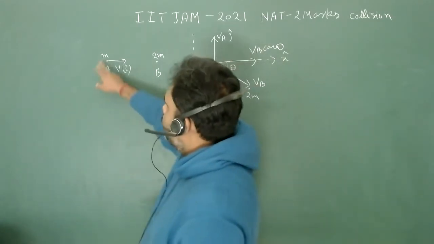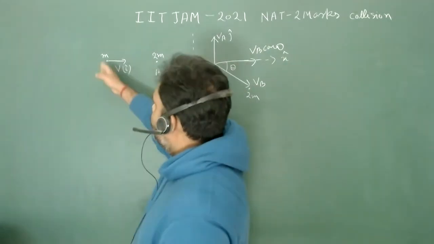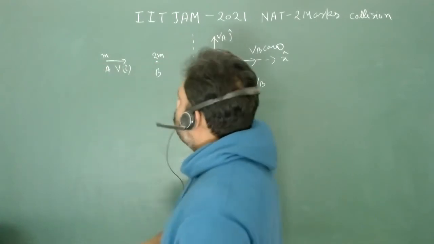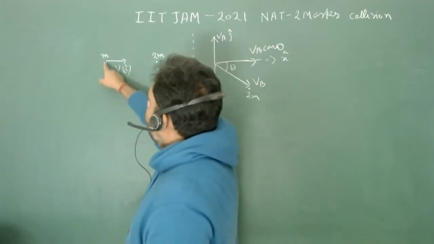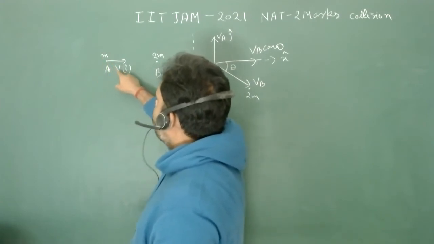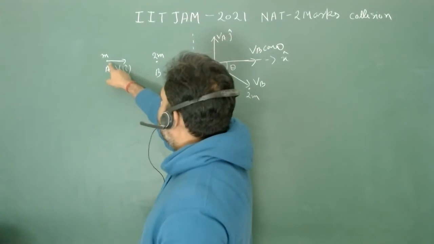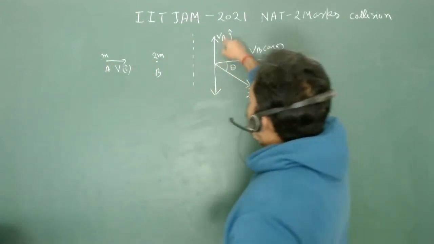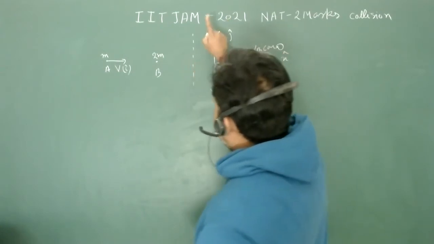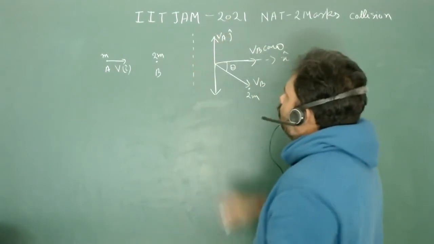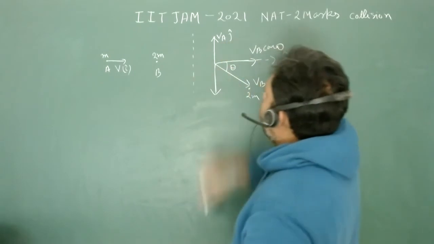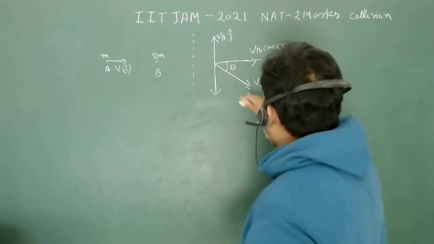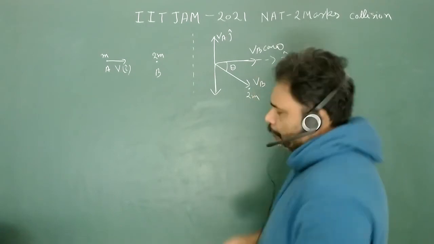There is a particle A whose mass is m, and there is a particle B whose mass is 2m. A has velocity v in the i cap direction and it collides with B, and after the collision A will move in the j cap direction, exactly perpendicular to that direction, with speed VA, and B will move with speed VB.